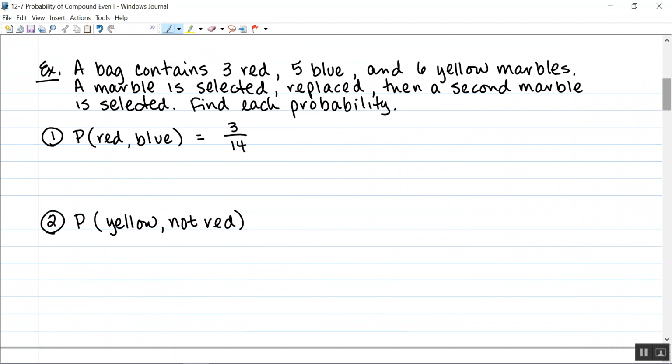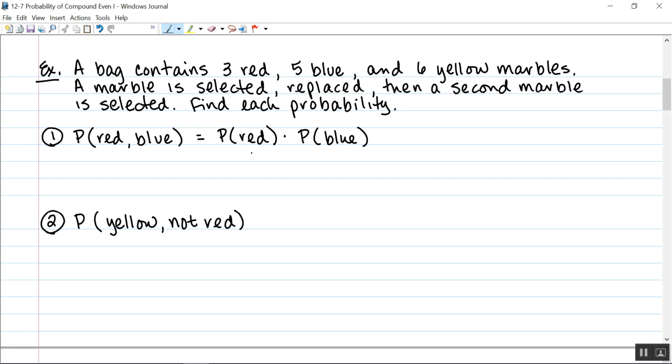So we have a bag that contains 3 red, 5 blue, and 6 yellow marbles. A marble is selected, replaced, and then a second marble is selected. We need to find each probability. So the first is, what is the probability of drawing a red marble and then a blue marble? So that's going to be the probability of drawing a red times the probability of drawing a blue.